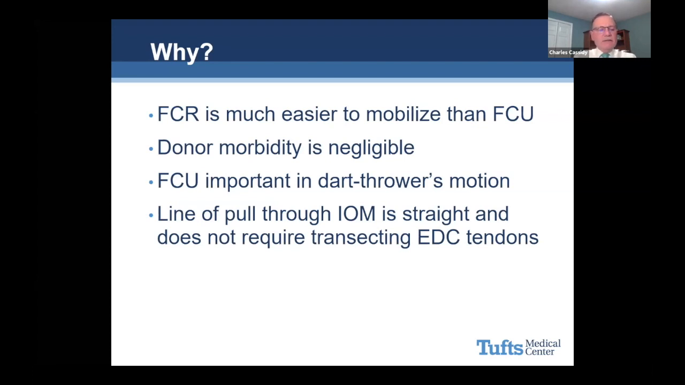If any of you have done an LRTI, you know that it's pretty easy to retrieve the FCR. The FCU has connections all along the forearm. The donor morbidity is negligible. The FCU has been identified as important in the dart thrower's motion, which is a critical motion of the wrist in daily activity. And for me, the line of pull through the interosseous membrane, so Chai had mentioned around the radius, which was the original description, but the line of pull through the interosseous membrane is straight and does not require transecting the EDC tendons.